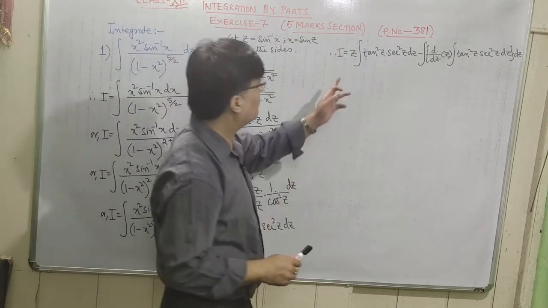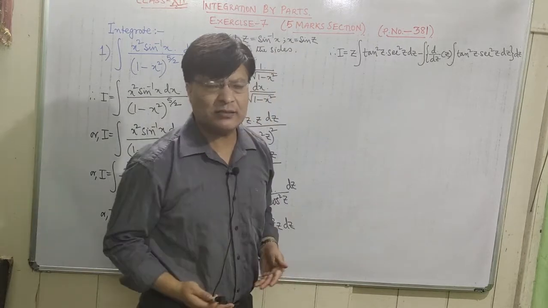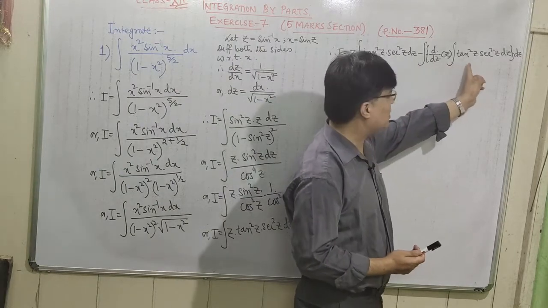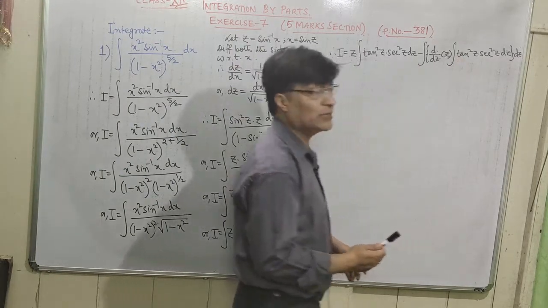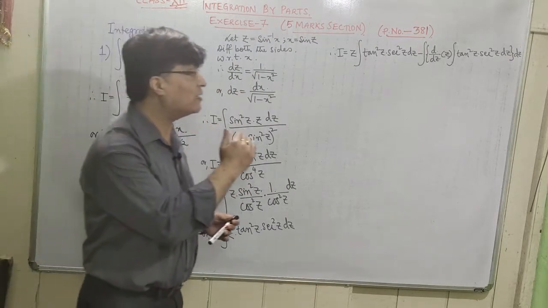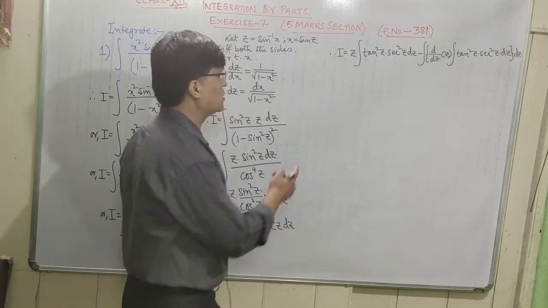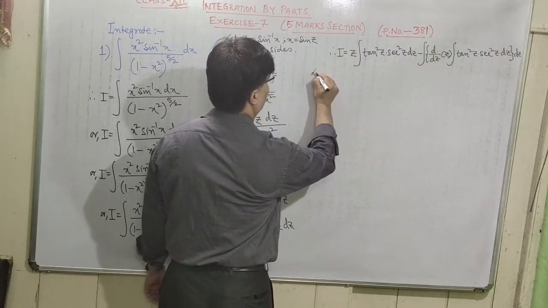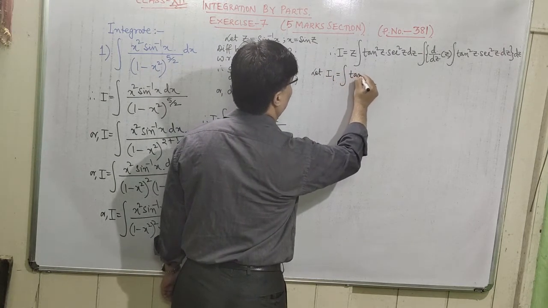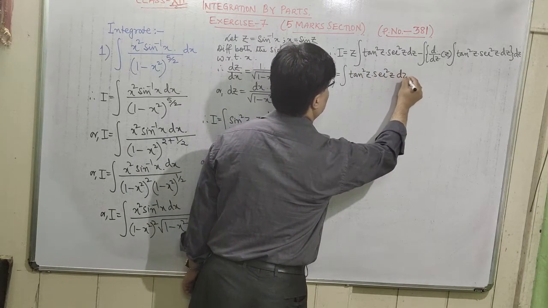Now again you have to evaluate this integration, that is integration of tan square z sec square z dz. You cannot write down its integration directly. There also, within the integration, there is another integration of tan square z sec square z dz. In this case also we cannot directly write down its integration. So let us find out its integration first. Let us take it outside. Let I1 is equal to integration of tan square z sec square z dz.